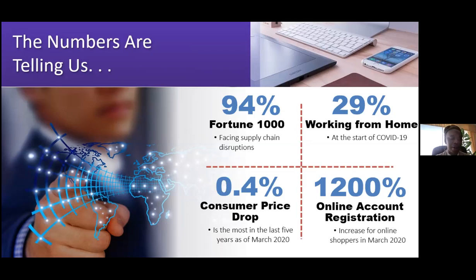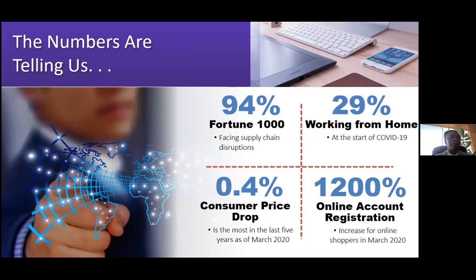0.4% price drop for consumers. And they're saying that is the most in the last 5 years as of March 2020. And 0.4% doesn't seem like a lot, but we are talking about the gross domestic product. So that's at the overall realm, not just looking at one city or state's economy. We're talking about the country. And then another stat showed that there was a 1,200% increase in online account registrations for people creating accounts to do online shopping. Again, that was from March, so that has definitely increased for sure.